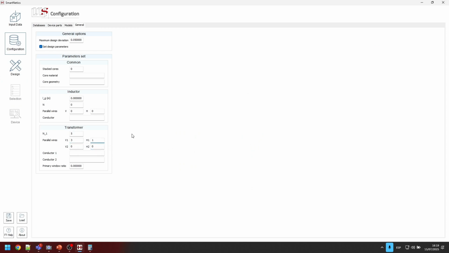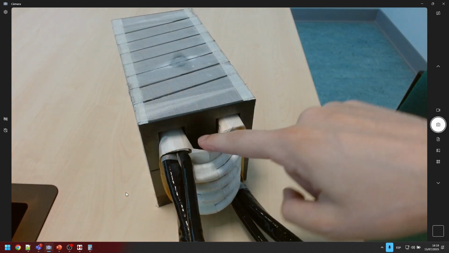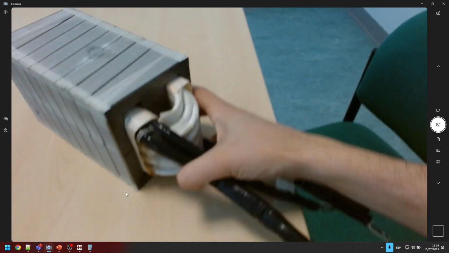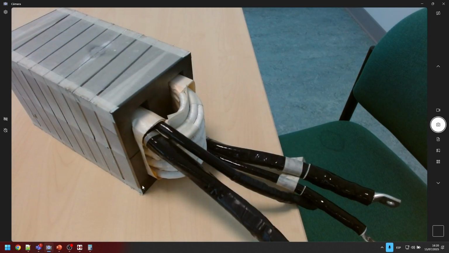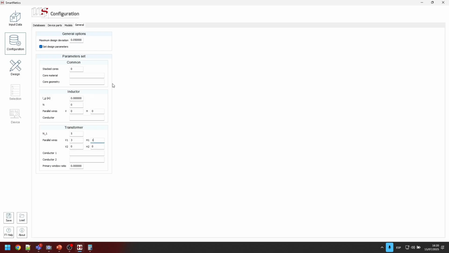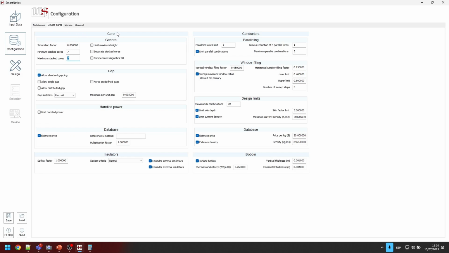Okay, the remaining thing we can see just with the naked eye is that we don't have a bobbin here. Sorry, there is nothing between the core and the winding. Okay, so I will deactivate the use of a bobbin. It's also here in the device parts. I can configure the core, the conductors, etc. And I'm going to choose not to include a bobbin because we know we don't have one. Okay. Up to here, this is everything we can easily measure with just the naked eye. We don't have to dismantle anything. We have easy access to all of that stuff.